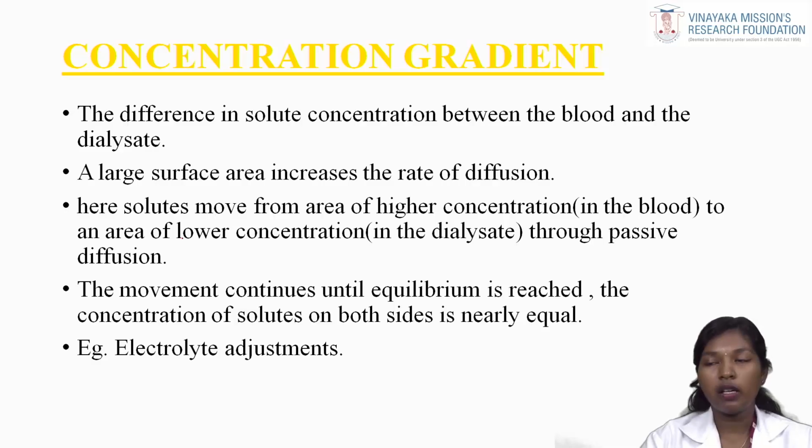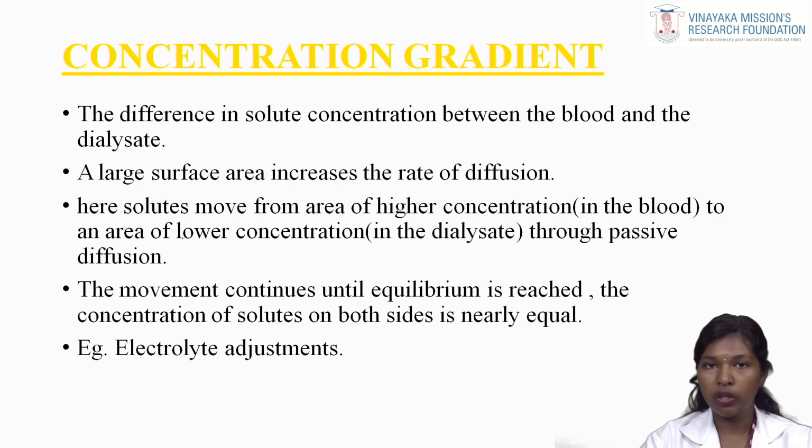Next, we can see in detail the factors which mostly affect diffusion, starting with the concentration gradient. It is the difference in solute concentration between the blood and the dialysate. A large surface area increases the rate of diffusion. Here the solute moves from the area of higher concentration to lower concentration through passive diffusion.